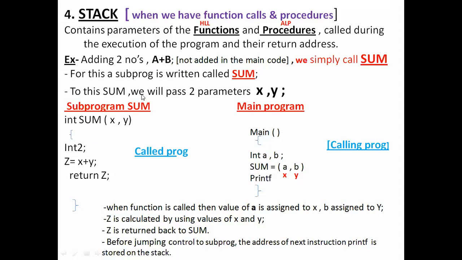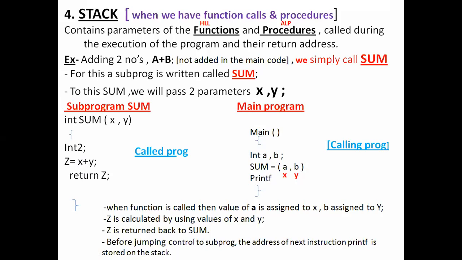To this sum, we'll pass two parameters, x and y. As you can see here, in the subprogram by name sum, I've declared x and y. The summation of x and y is assigned to z, and this z is returned to the main program. In the main program, I cannot be adding the two numbers A and B directly; the A and B data have not been added directly.